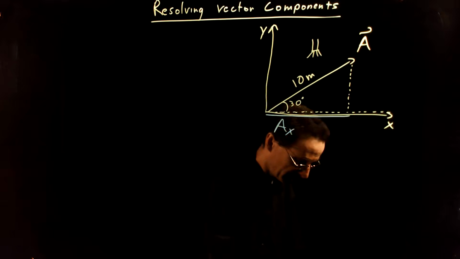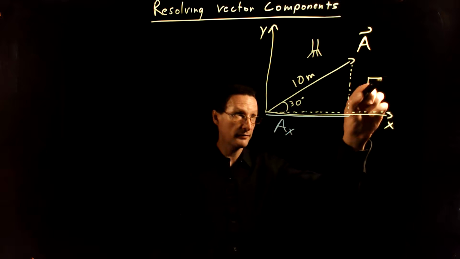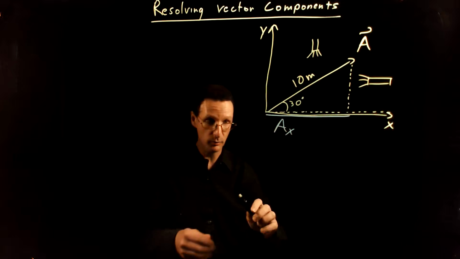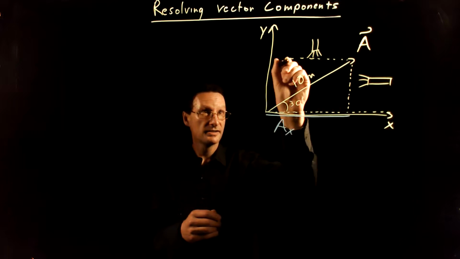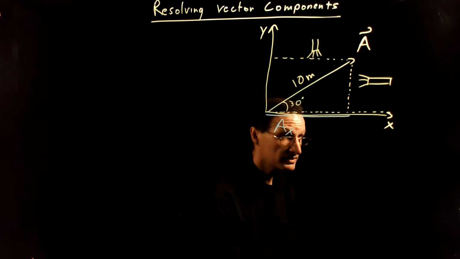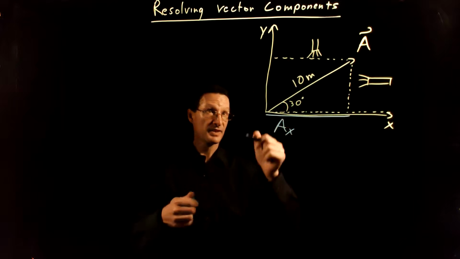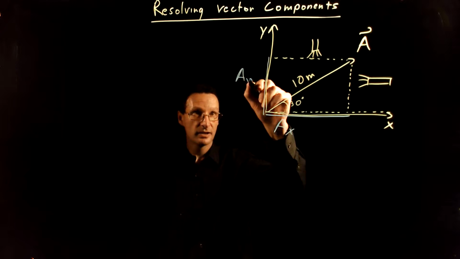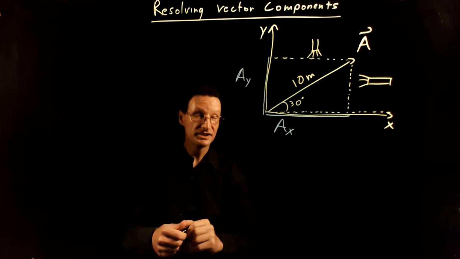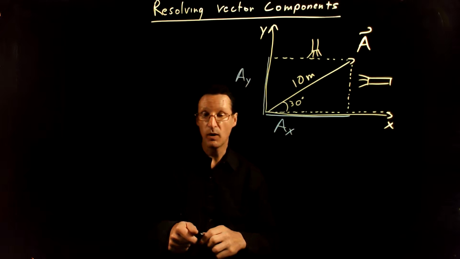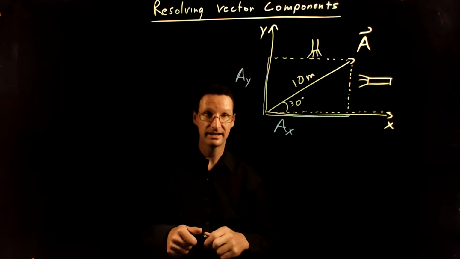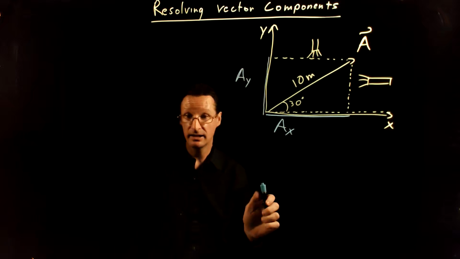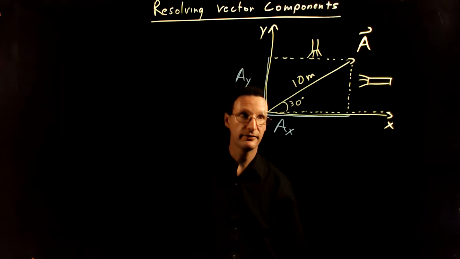And similarly, I can do the same thing with the y-axis. I imagine a flashlight, and I'm shining that flashlight perpendicular to the y-axis, and that's going to cause the vector to cast a shadow along the y-axis here, and the length of that shadow is going to be my vector component Ay, which is the part of A that is parallel to the y-axis. And just a note, Ax and Ay are scalars. They're just components, so they can be positive or negative numbers.